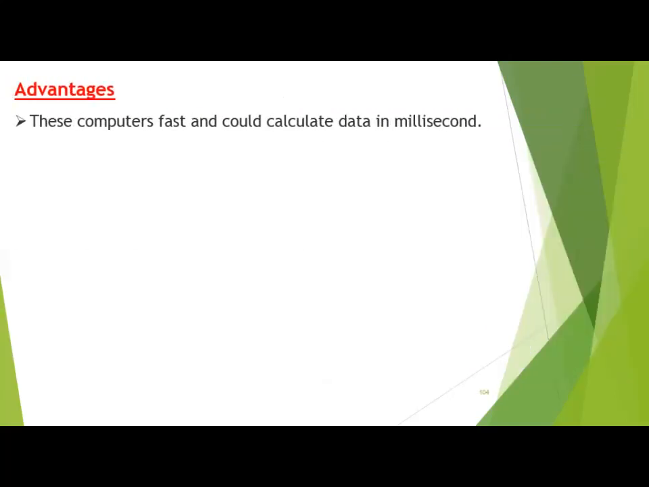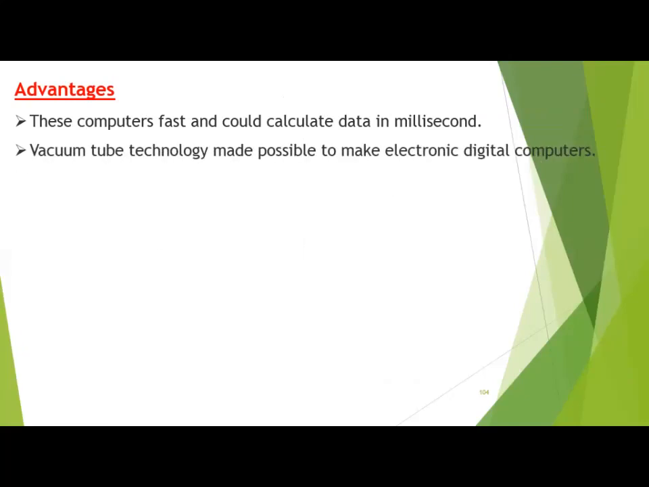Advantages: these computers were fast and could calculate data in milliseconds. Before that, this was the great benchmark of that generation. So now you can calculate in milliseconds. Millisecond means you can divide one into 1,000 parts. So 1 divided by 1,000 means milliseconds. Vacuum tube technology made it possible to make the electronic digital computer.